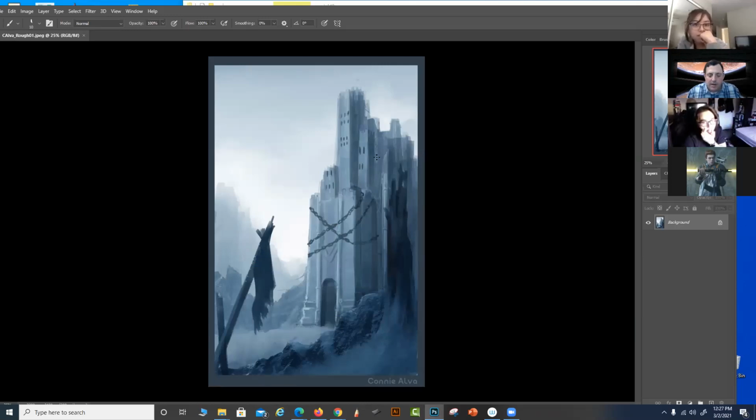Hi, Connie. Your perspective's looking pretty good on that castle there. It looks really nice. Thank you. Yeah, perspective's looking good. Are you going to introduce like a soldier or anything walking up there? Is it abandoned? Chained up for a reason.